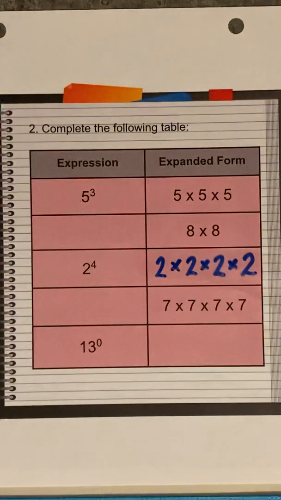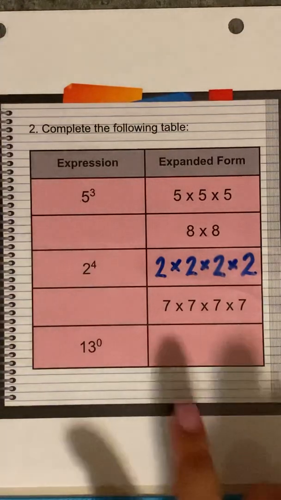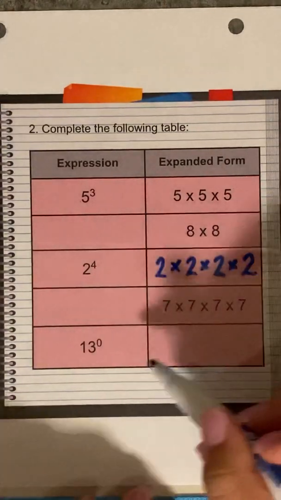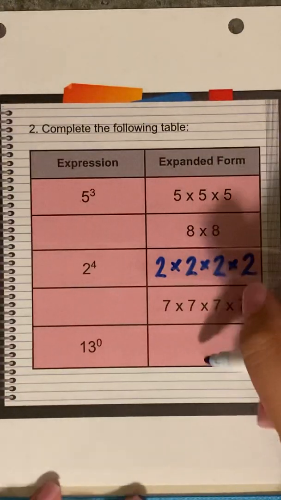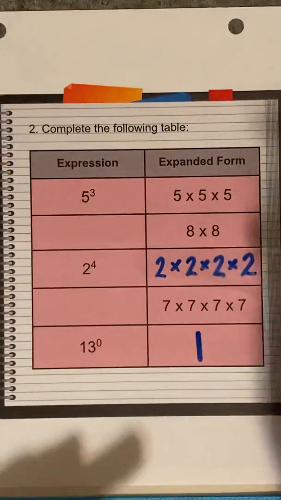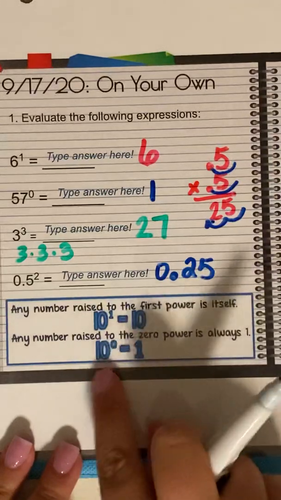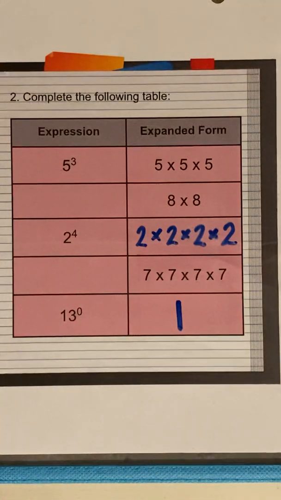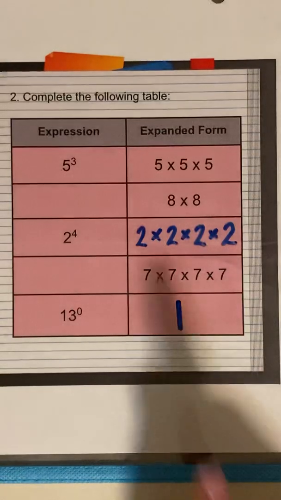13 to the 0 power. Oh, so 13 to the 0 power, for the expanded form, there's not an expanded form for it because that means we're writing it 0 times. So you can either leave it blank, or you can just put 1. Because remember, anything to the 0 power is going to be 1. So that was pretty simple. All you have to do is just put 1 there, or you can leave it blank. That's fine too.